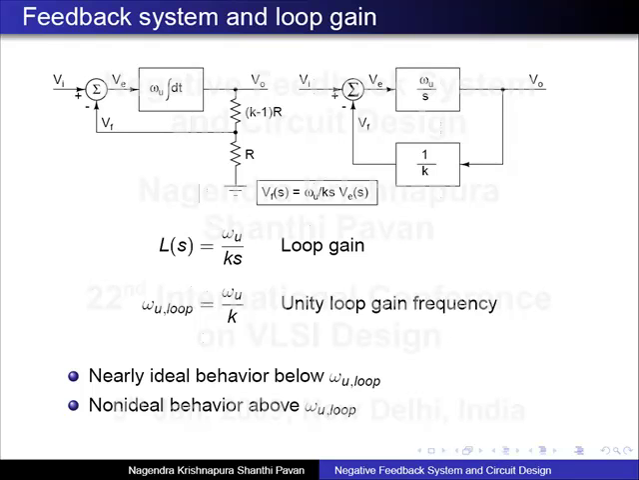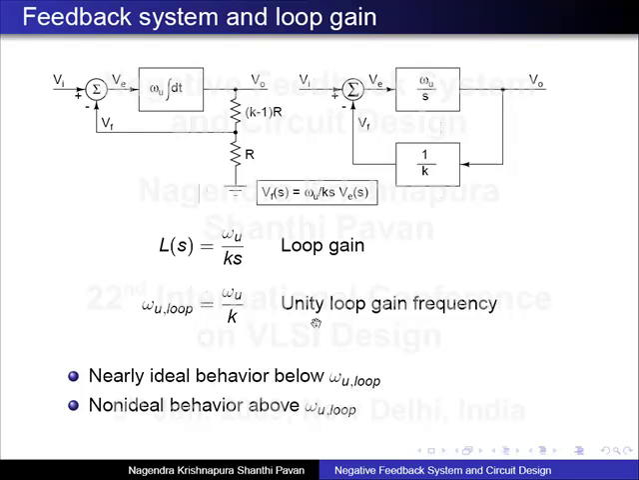So what is the frequency at which loop gain becomes equal to 1? Omega u by k. If you recall, in all our expressions in time and frequency domains, we had omega u by k appearing. And why it appears is this. This is the significance of loop gain. Omega u by k, I'll call it omega u loop. That is the unity loop gain frequency. And this is the significant part.